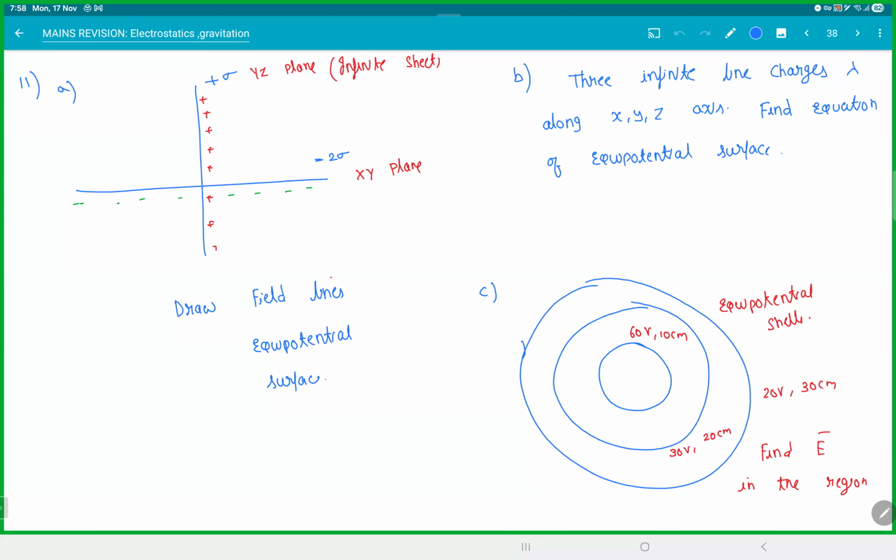Concentric quadrilaterals. They form like a diamond. We have done this before, we have done something similar even in magnetism. Let's see the A part.